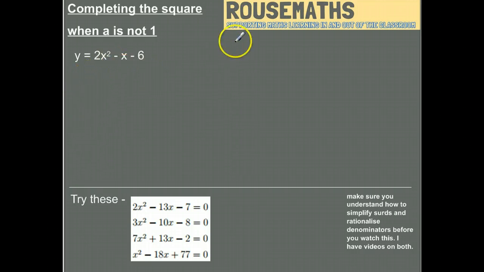What we want to do is rewrite it in a form that looks a bit more like that. So that's what we're aiming for. That's what the completing the square form looks like. The first thing to do is rewrite it so that the 2 is outside of a bracket, so I'm factorising it out.